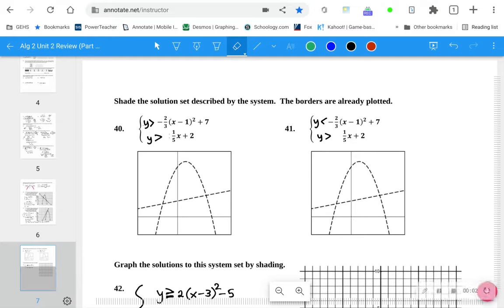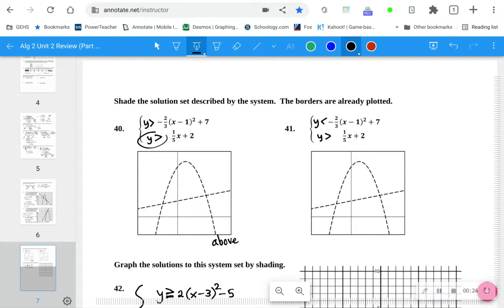Okay, we're picking up with the last three problems. This is page 7, problems 40 through 42. And the first two are actually fairly easy. What we're just asked to do here is do the proper shading, and you can see we're supposed to be above the dashed parabola. So I'll write that note on there. You have to be above that.